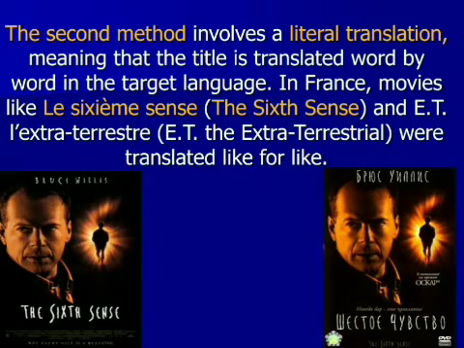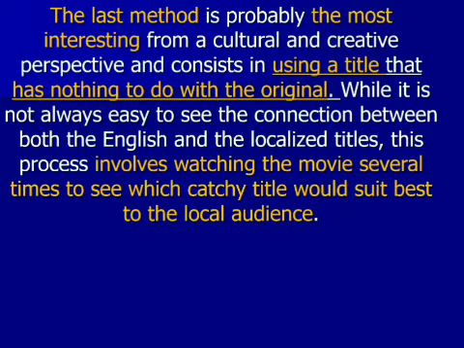The next one is translating word for word. The Sixth Sense was translated like шестое чувство. So translators translate word for word. They use the technicality. This is the second way of translation. The last method is using a title that has nothing to do with the original, like Forsage.